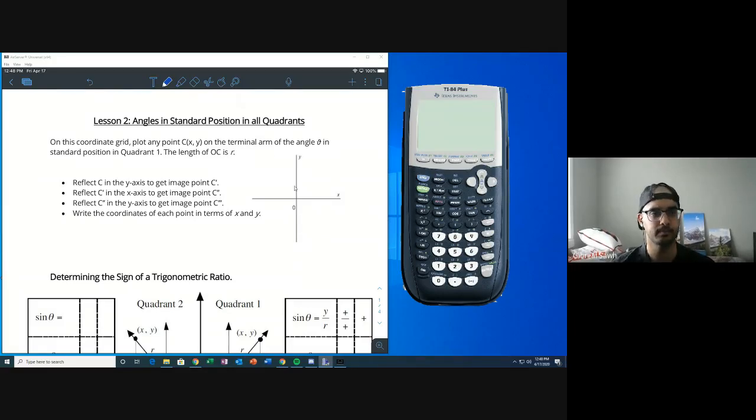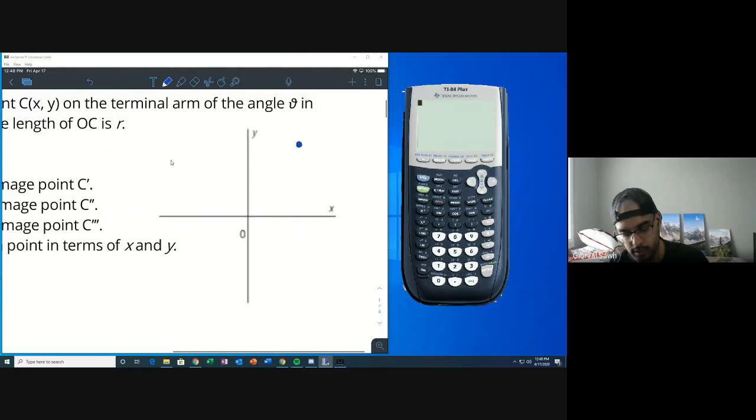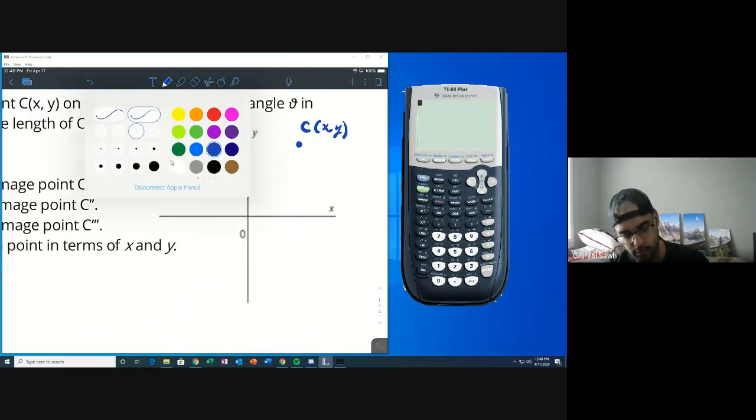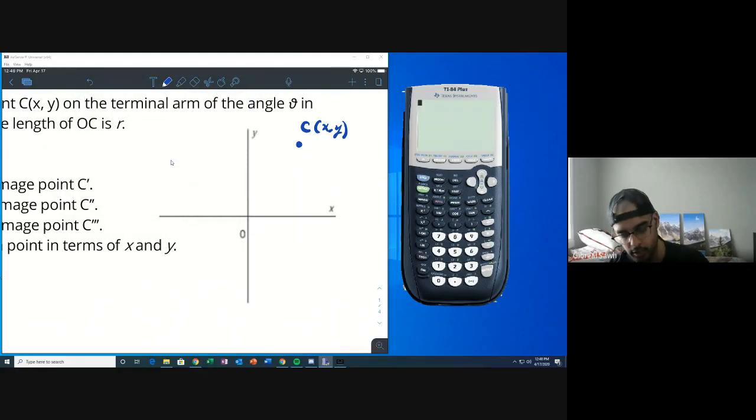So imagine that you've got some point C. It's on the terminal arm of an angle theta, and that is in standard position, quadrant one. So let's just give ourselves a point first. Point C, we'll call it coordinates x comma y. Okay, so there's our point, and we could draw that terminal arm in. There you go. Just remember, it always goes counterclockwise from that x-axis, and this would give us our angle theta.